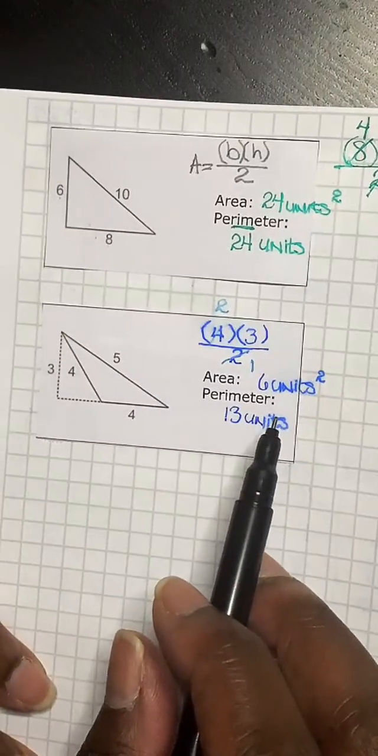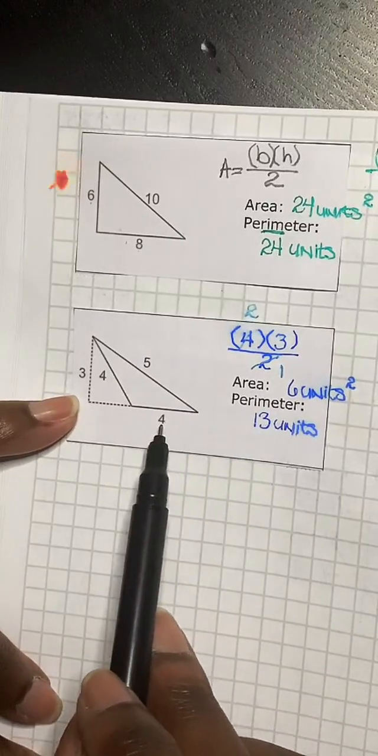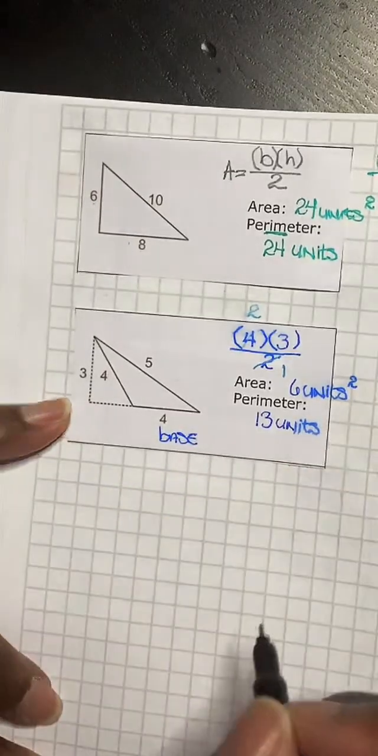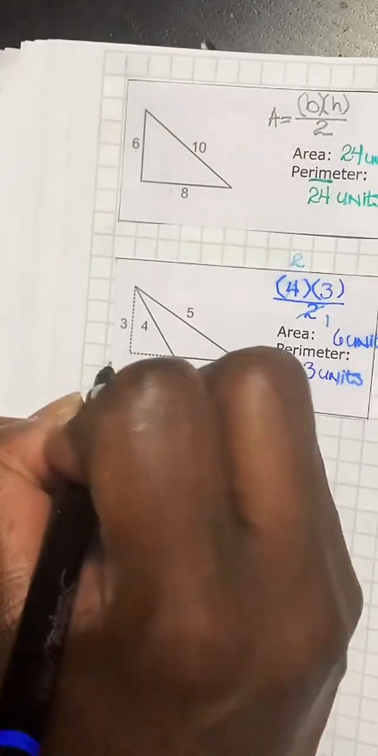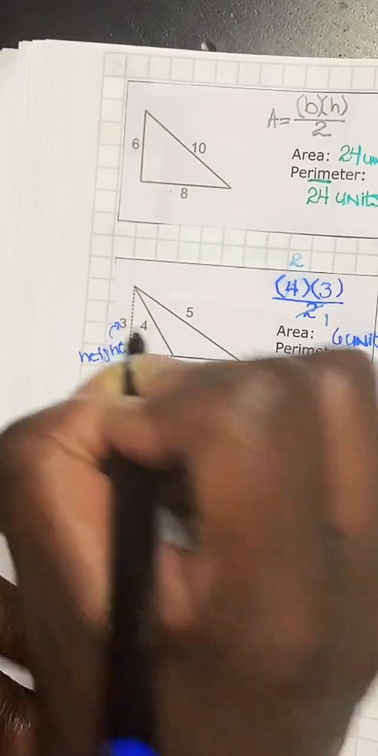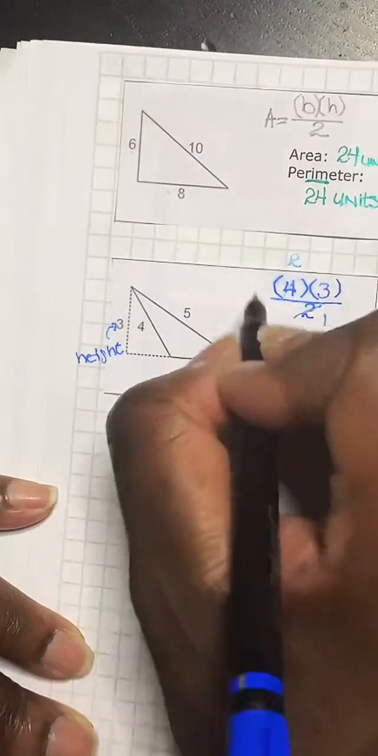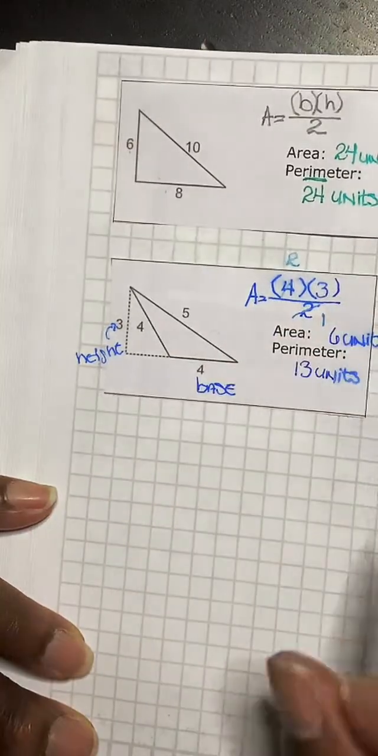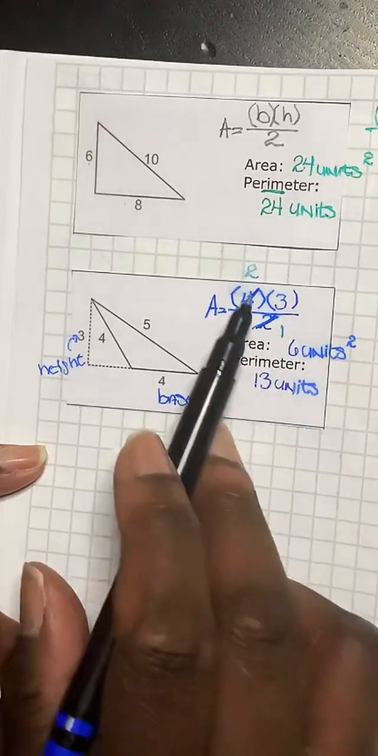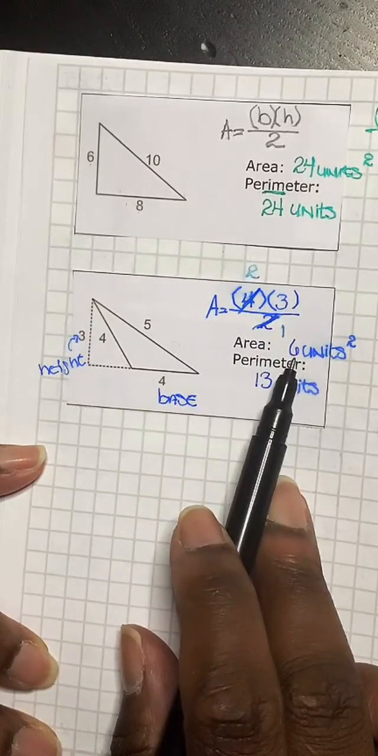Okay, so how did we get 6 again? Okay, no problem, Karen. So we have our base, which is 4. We have our height, which is 3. So our base 4, our height 3, divided by 2. This will be our area. So what we could do is 4 divided by 2. That gives me 2. And then 2 times 3 will give me my 6.